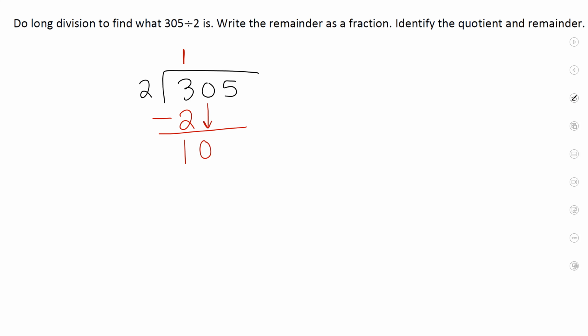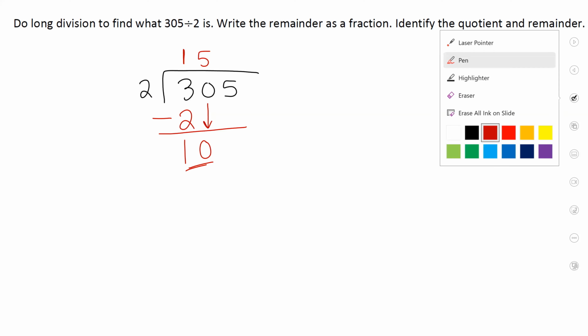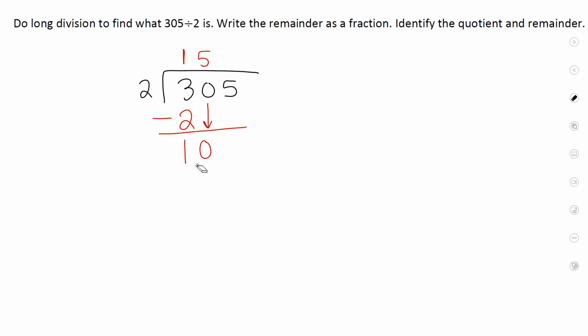2 times what will give you either 10 or really close to 10? 5. So we're going to put a 5 up here. What do we do with that 5? You multiply it. Good, thank you. 2 times 5 is 10. And what do we do now? Subtract it. So guys, change the sign. 10 minus 10 is just 0. Bring down the next number.